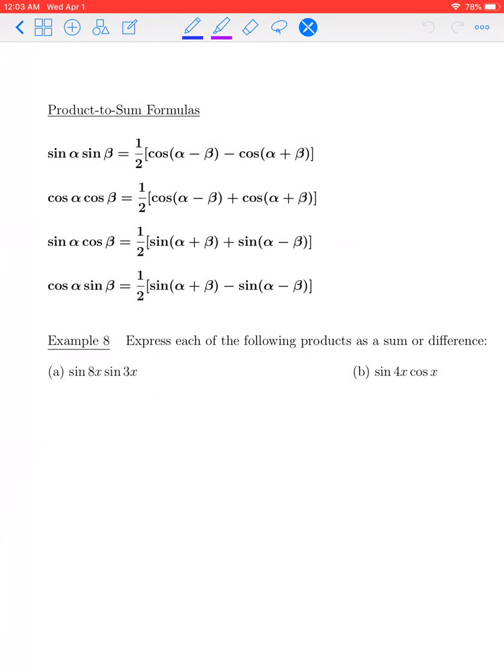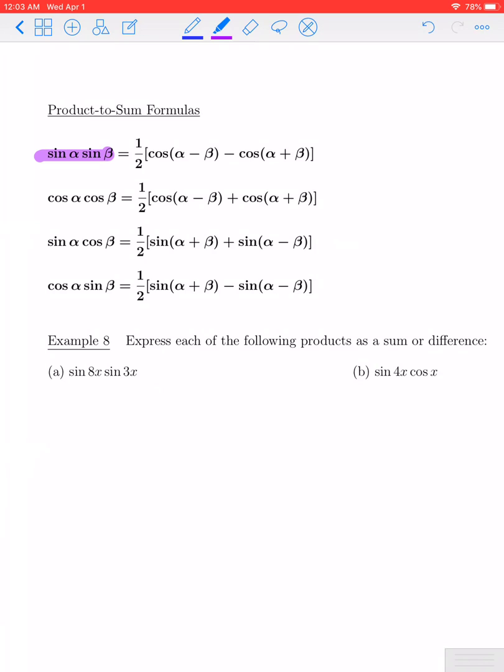The next set of formulas we're going to look at are the product to sum formulas. Kind of as the name implies, they allow us to go from the product of 2 trig functions to either a sum or difference, as it may be, of 2 trig functions. Let's just kind of investigate the first one.